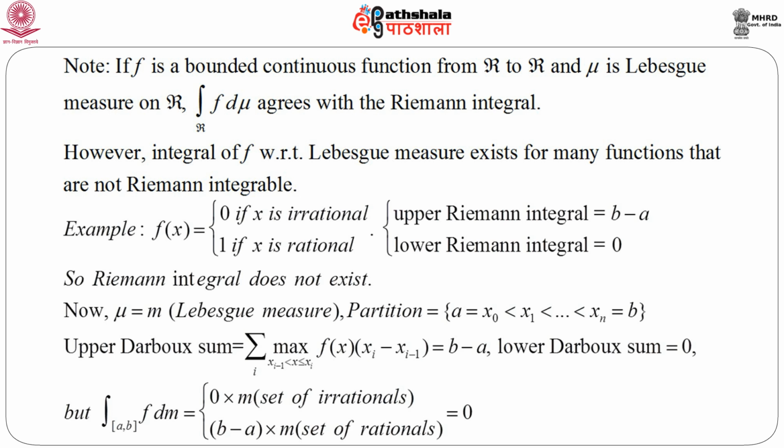But if we integrate f over the interval a to b with respect to the Lebesgue measure m, we can split this interval a to b into two sets. One is the set of irrationals, another is the set of rationals. So, it is just 0 times the measure of the set of irrationals plus b minus a times m of the set of rationals. Now, whatever be the measure of the set of irrationals, this term becomes 0 because it is multiplied by 0. On the other hand, the Lebesgue measure of the set of rationals always gives us 0. So, finally, the value becomes 0. So, we can integrate this function in the sense of Lebesgue integration, but not in the sense of Riemann integration.